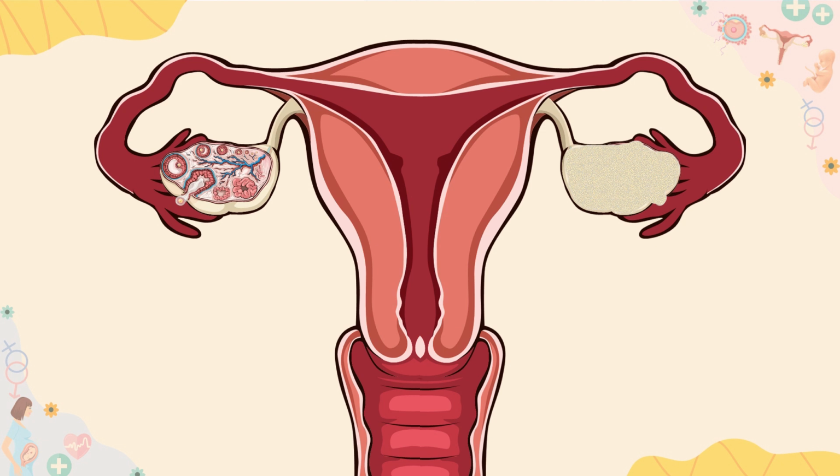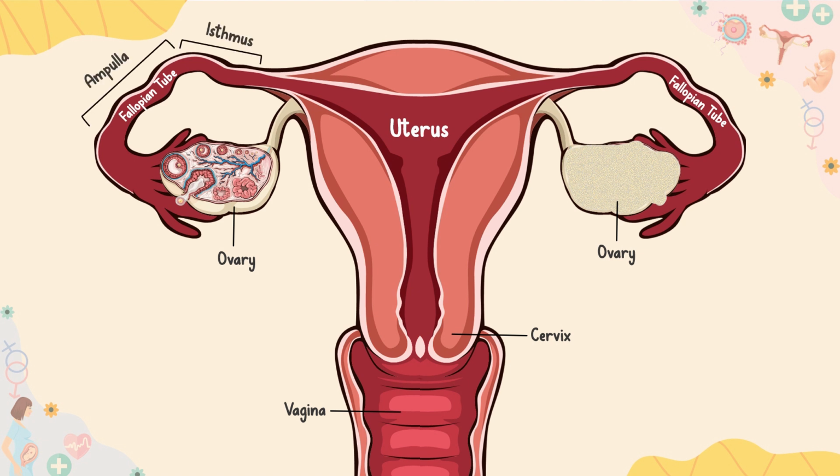Well, in case you don't remember the anatomy of the female reproductive tract, this is the vagina. Here is the cervix, the uterus, and the 2 ovaries. And these tube-like structures on both sides are the fallopian tubes. Different parts of the fallopian tubes include the isthmus, ampulla, infundibulum, and fimbriae.